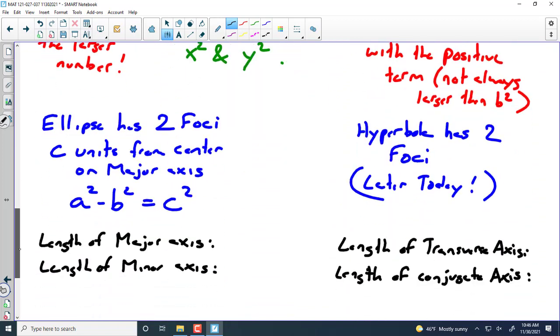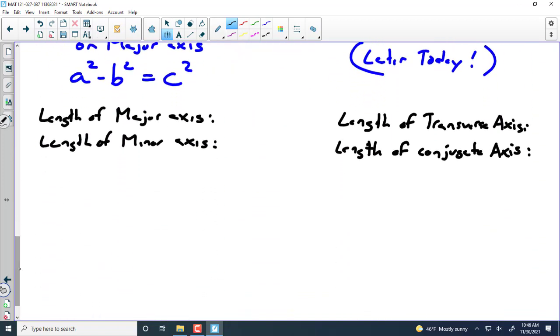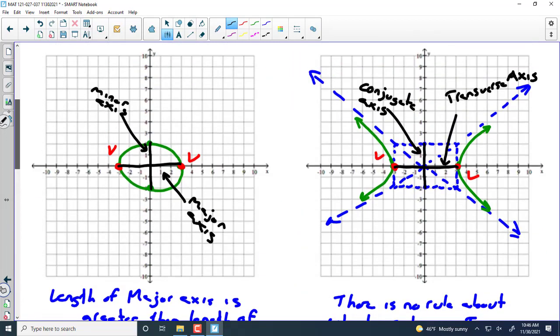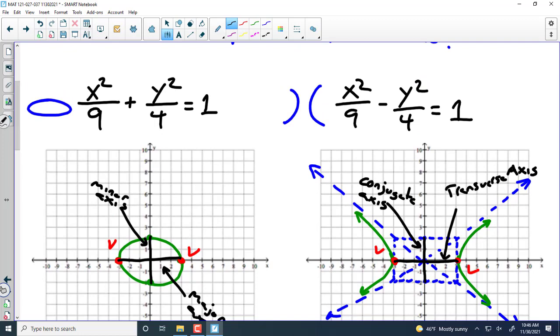It's the distance between the points that are furthest away from the center. Yes, and is there a formula for it? Well, let's think about this, everyone. Which one of these is a squared, 9 or 4? 9. That's a squared. That means we go left and right 3 to get the major axis, so a is 3, and the major axis is 6 units long.